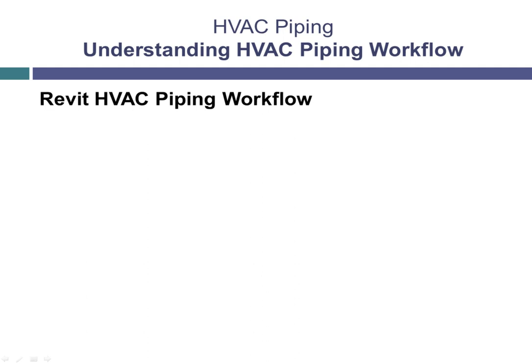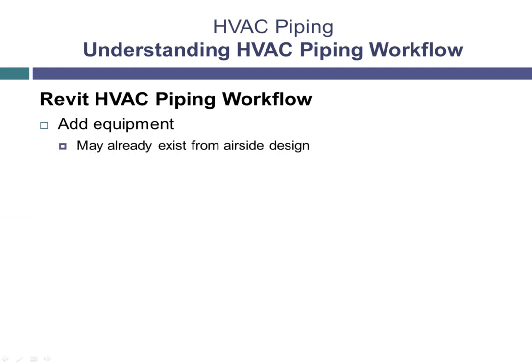When designing a piping system in Revit, you will typically use the same general process to lay out the system. First, you need to add the equipment. However, most of the equipment that needs to be piped may have already been placed during the design of the airside system. Next, you can define a piping system.